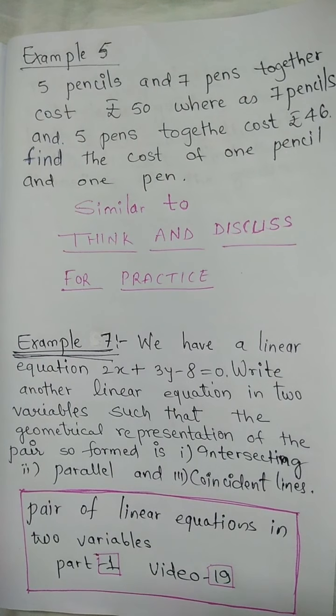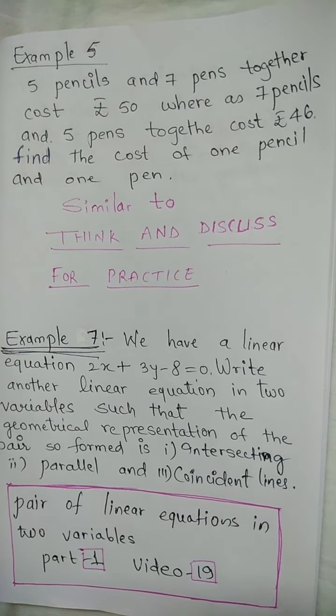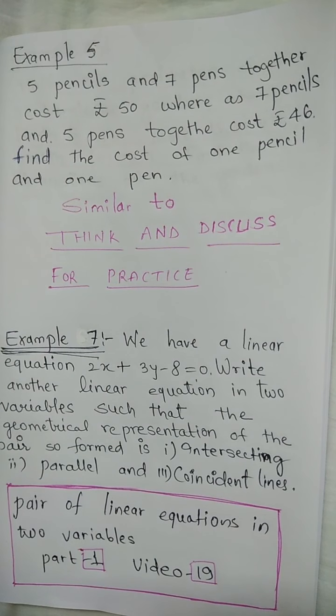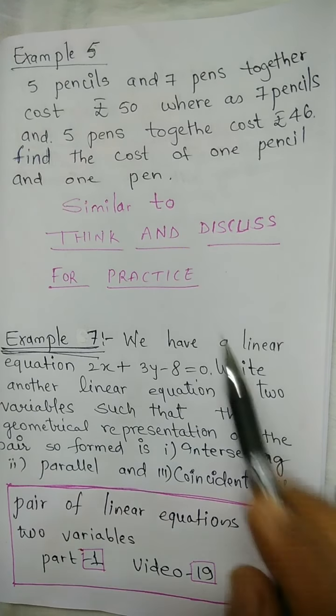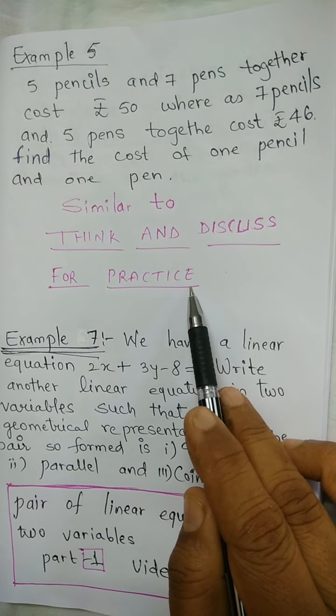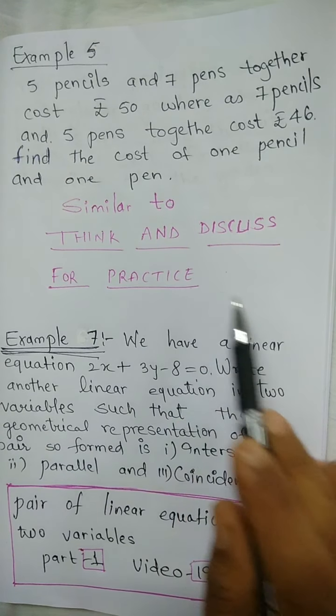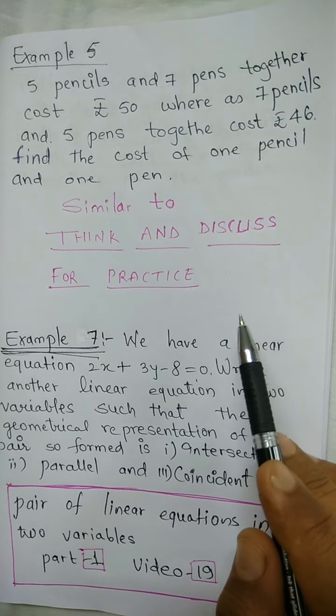Now come to example 5. 5 pencils and 7 pens together cost rupees 50, whereas 7 pencils and 5 pens together cost rupees 46. Find the cost of one pencil and one pen. This is similar to the second problem which we have solved, from the think and discuss box. This problem I am giving for practice. It is the same, only the numbers and the items are changed.